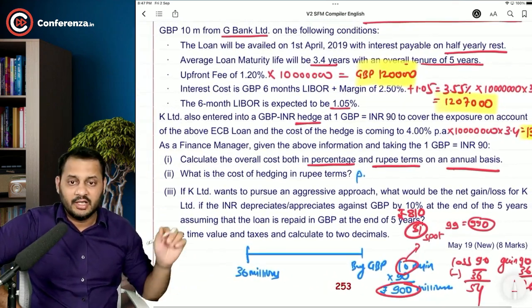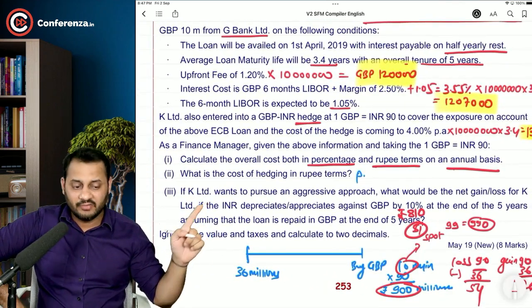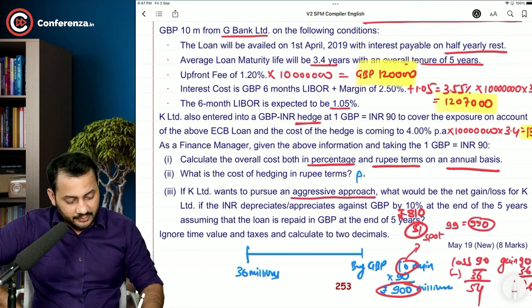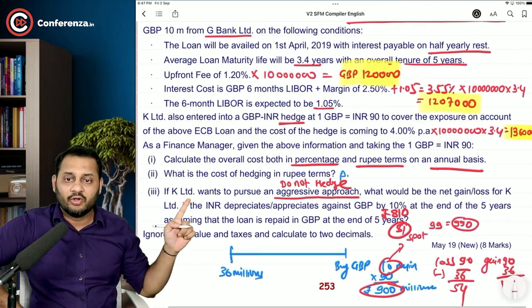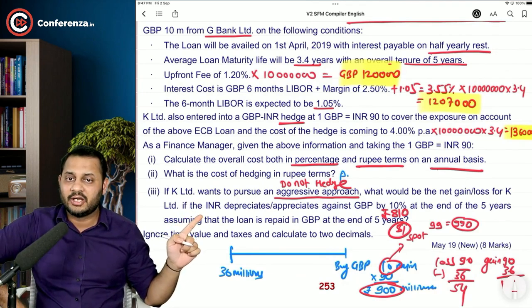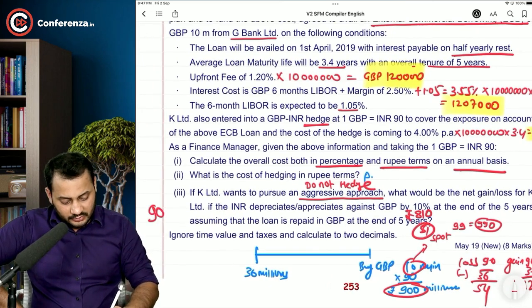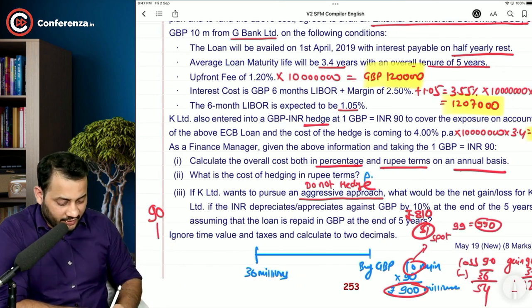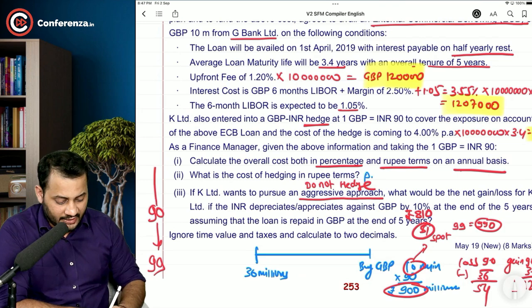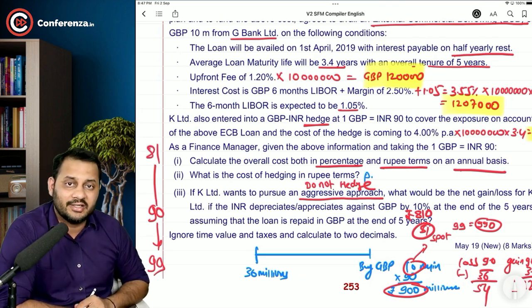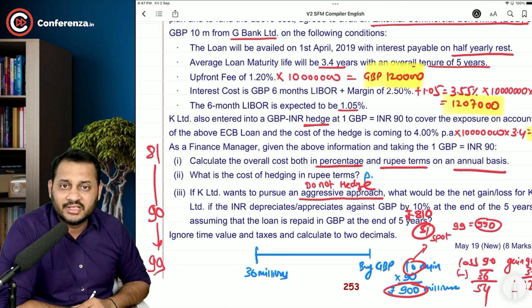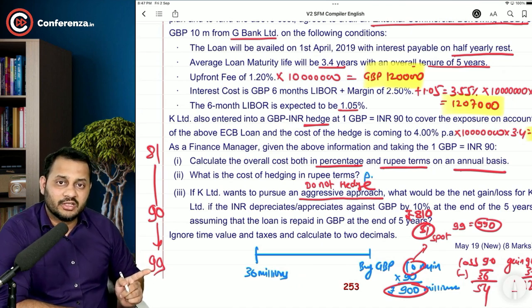See, what's the third part? If K Limited wants to pursue an aggressive approach, what do you mean by aggressive approach? That means do not hedge. What would be the net gain or loss for K Limited if INR depreciates or appreciates against GBP by 10%? Right now it is 90 rupees per GBP, if it depreciates, it will go to 99. And if it appreciates, it will go to 81. And that's the rate that I have taken. The question is asking you, in case of a non-hedging or unhedged position, what will be the gain or loss if the rate on that date, 5-year end, is 99 or 81?